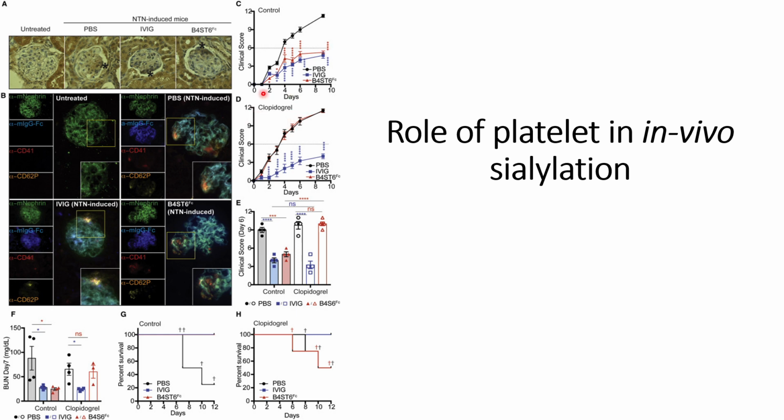However, when clopidogrel is introduced, the one different thing they observe is that the clinical score for B4ST6FC increases and is comparable to the PBS control case, whereas for IVIG the clinical score remains low. This indicates that IVIG does not require platelets for in vivo sialylation or anti-inflammation, whereas B4ST6FC requires platelets for the in vivo sialylation or anti-inflammation response.